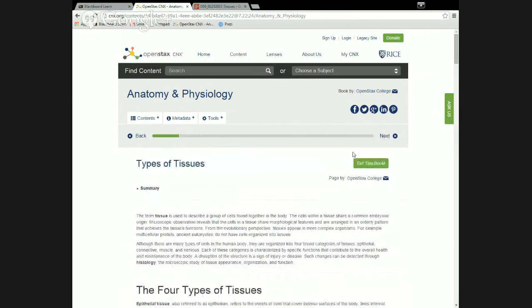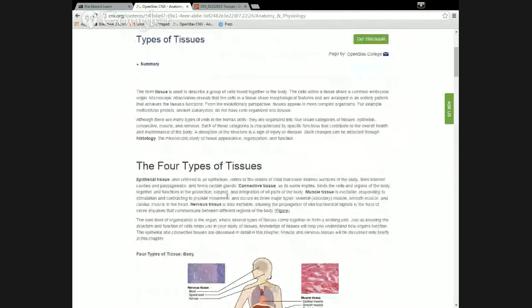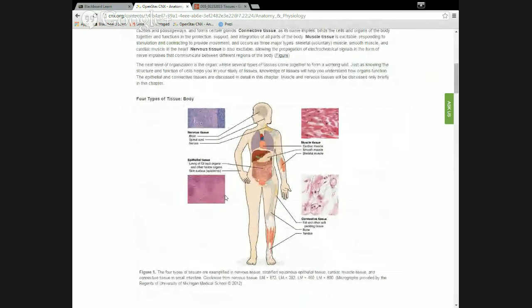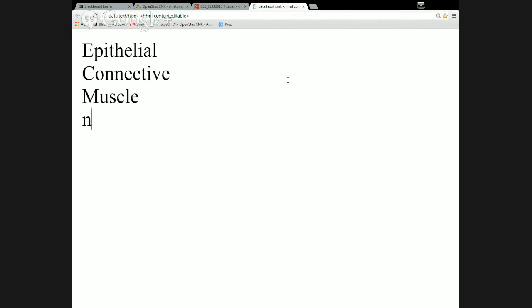So in this chapter, it starts off with talking about the types of tissues. There are 4 types of tissues, and actually, come to think of it, let me just open up my notepad page so I can write this stuff down. There's epithelial tissue, connective tissue, muscle tissue, and nervous tissue.